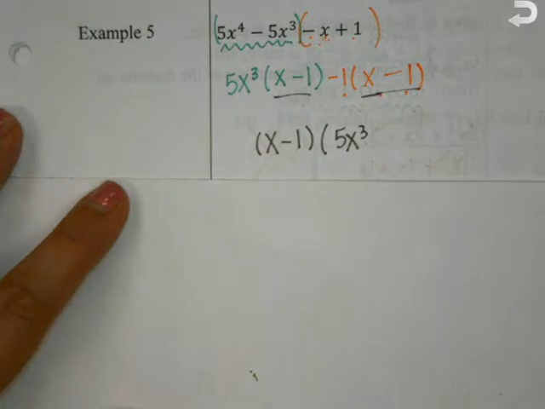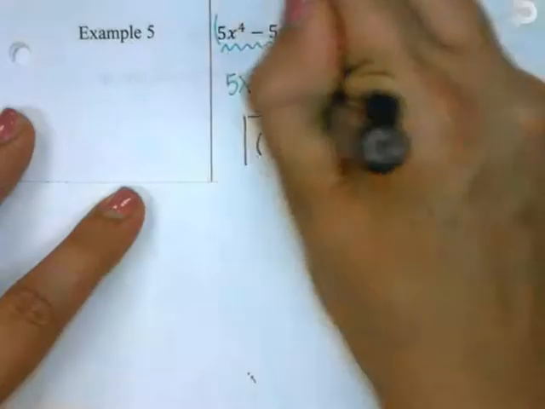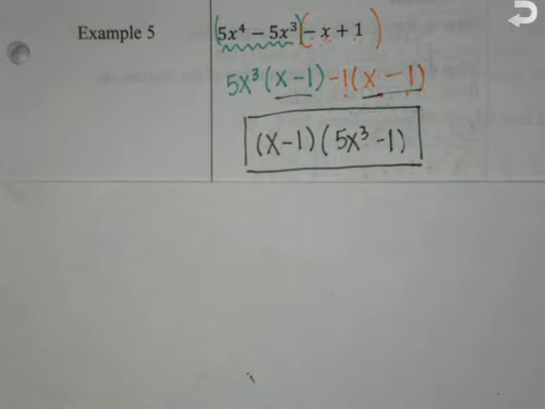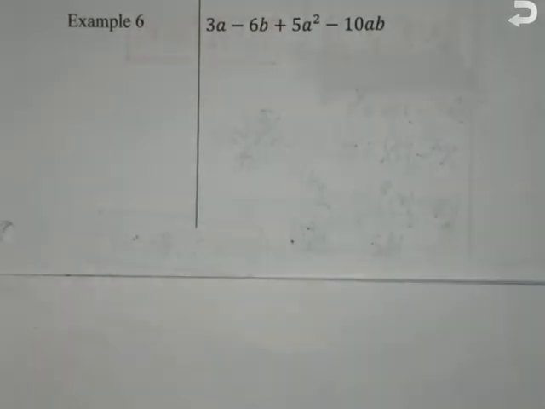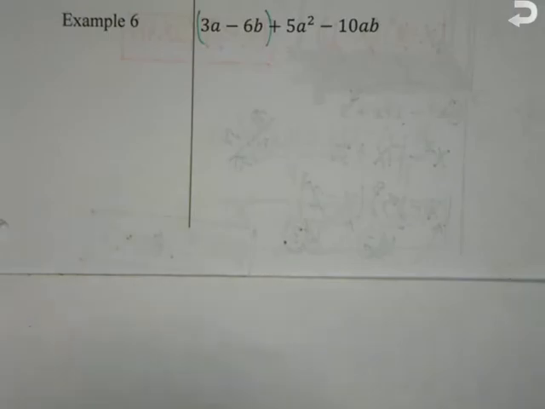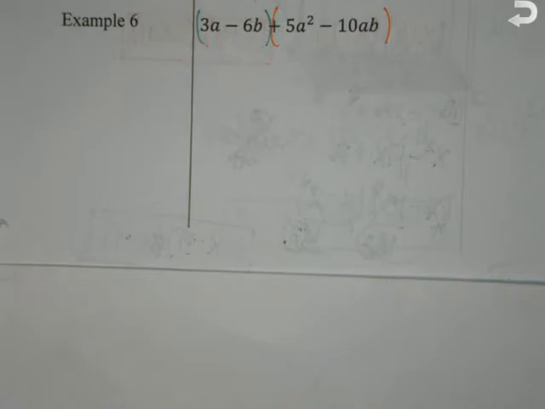Last problem, example 6. 3a minus 6b plus 5a squared minus 10ab. Okay, so I have 1, 2, 3, 4, so I know that I'm going to use grouping. I have two variables involved here, so I'm just going to leave everything where it is. But let's group the first two together and the last two together. Okay, so looking at the first grouping, the green one, what's the GCF in there? Just a 3. So let's factor out a 3. That leaves me with a minus b.